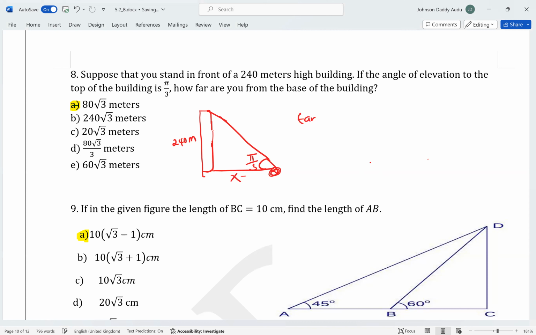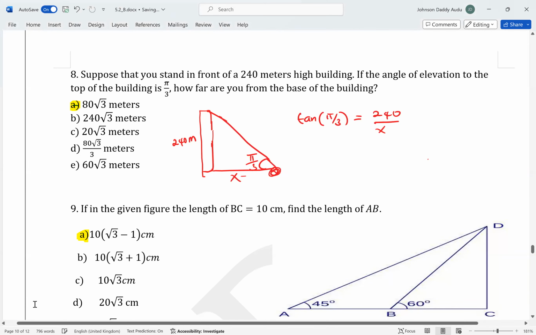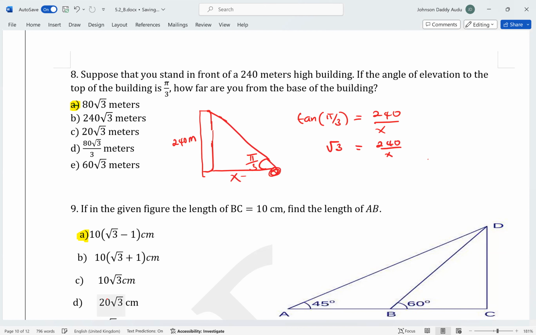And here we can just use tan pi over 3, which is going to be 240 over x. What is tan pi over 3, which is tan 60? It will give us root 3 is 240 over x. So we have root 3 x is 240, and this x is 240 over root 3, which we can rationalize. So we have 240 root 3 divided by 3, which will give us 80 root 3.